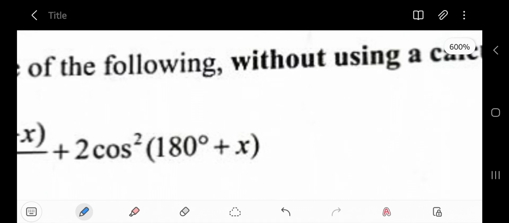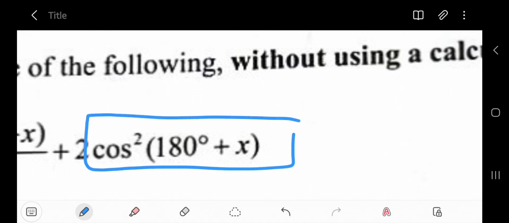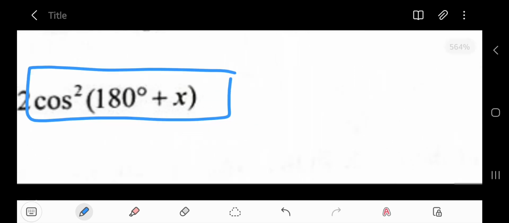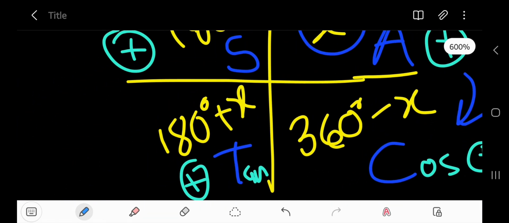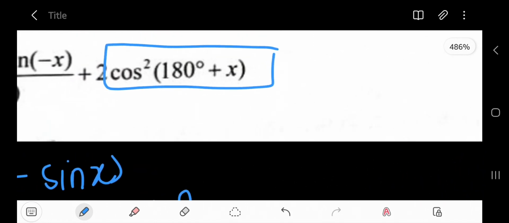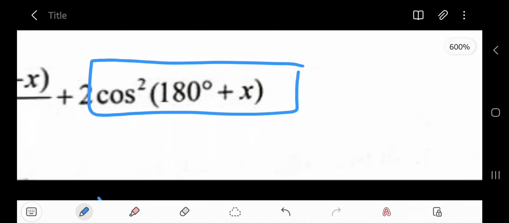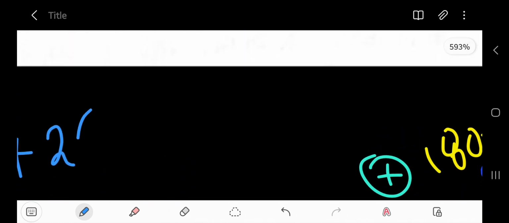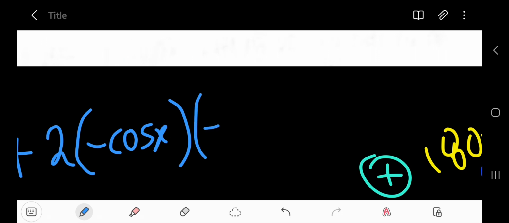Now look at this. We have cos squared of 180 plus x. Let's understand something. 180 plus x is in the third quadrant, and in the third quadrant, we've just said that tan is positive. Since tan is positive, everything else is negative, which means sine and cos are negative. But remember, here we have a cos. So how we write this is going to be what? We're going to have a negative cos x. But because it's squared, we multiply it by another negative cos x.